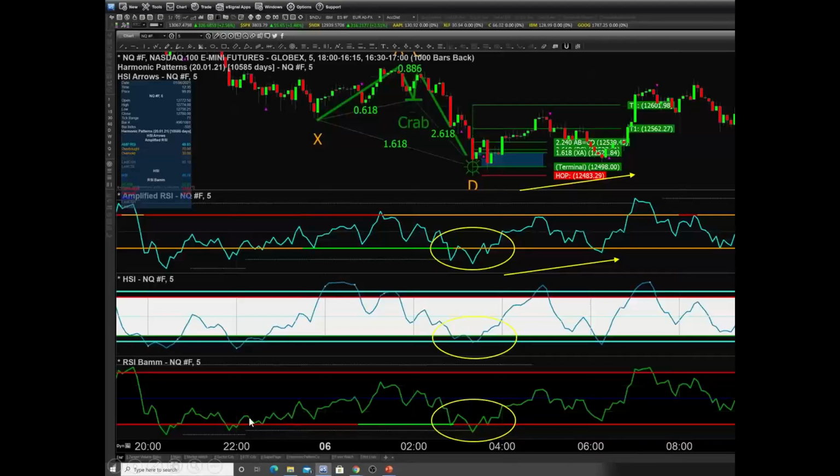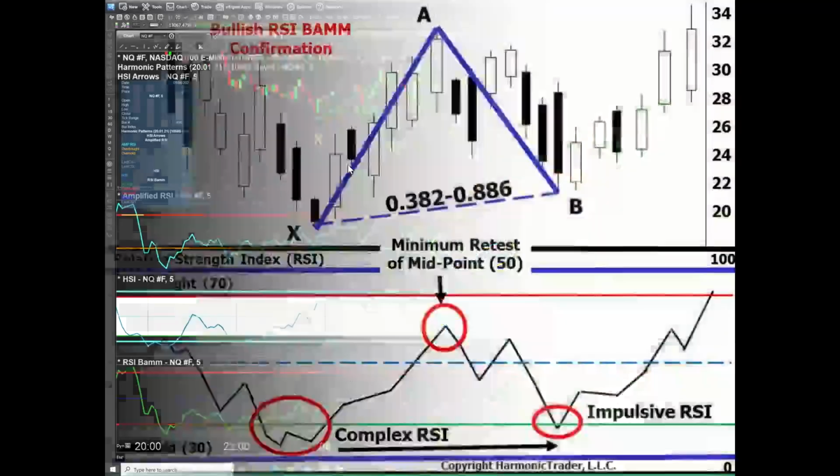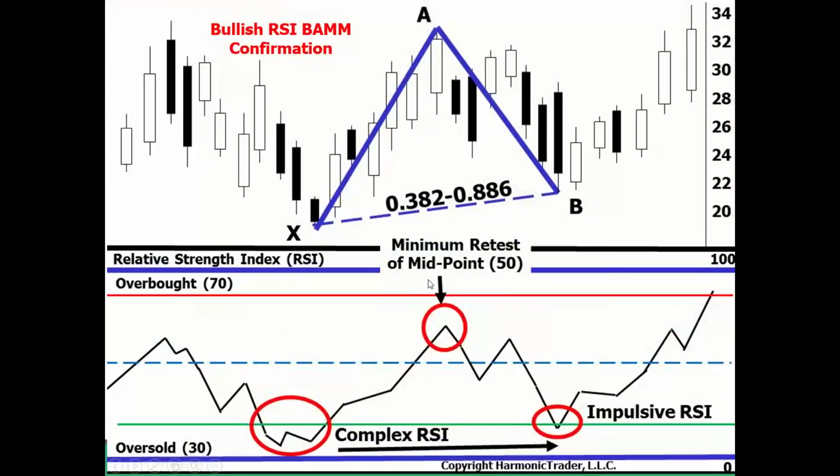So the software is going to give you this dotted line when a complex reading comes out of the zone. And then when it gets up to the 50 level, remember that 50 level, that is our minimum requirement between the two tests. Go here. There you go. So we get a W formation.